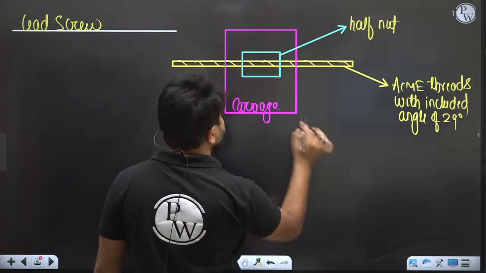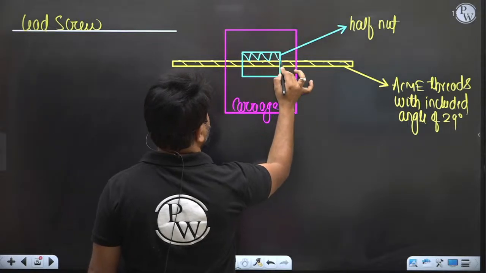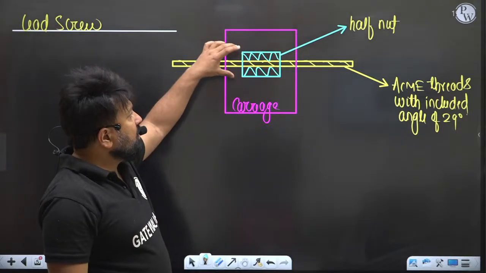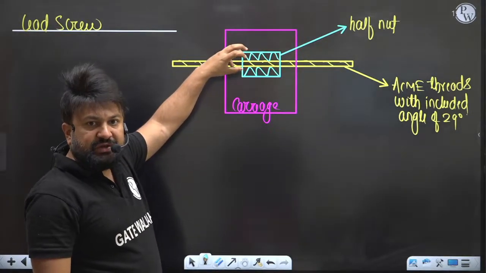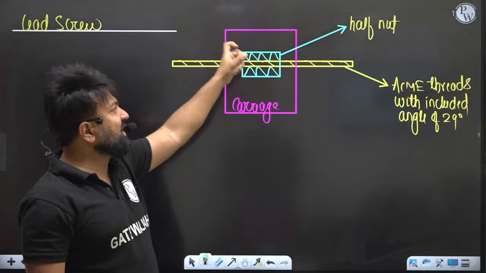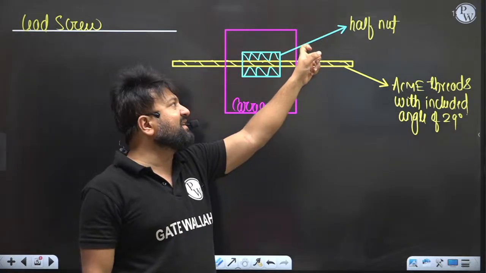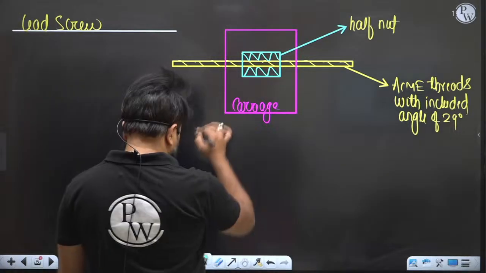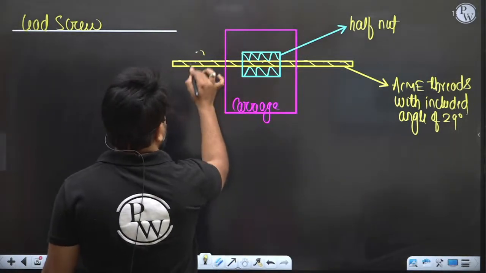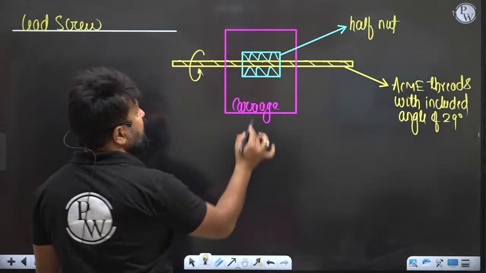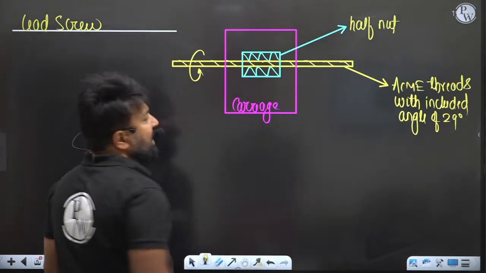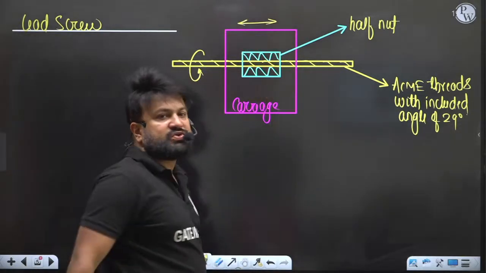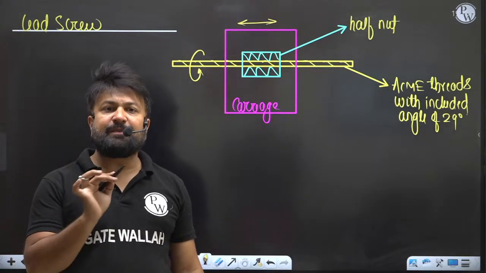So here, look, this is the thing. When the half nut is in the closed position, then it will grip the lead screw, right? In that position, when your lead screw rotates, the nut will do linear motion, and since the nut is a part of the carriage, the carriage will do linear motion. Is that point clear?